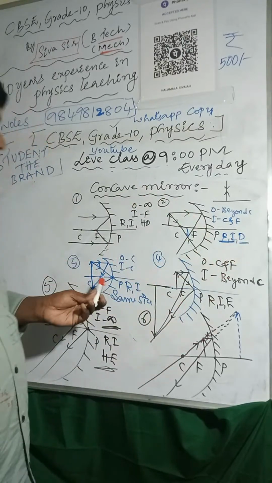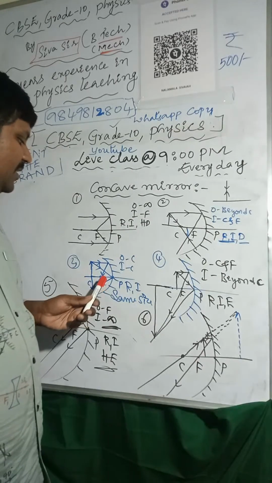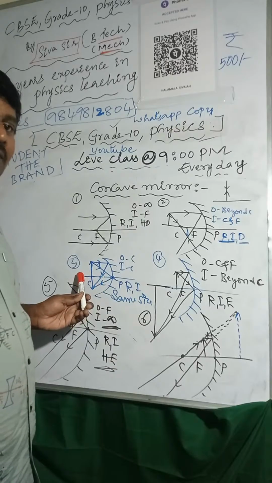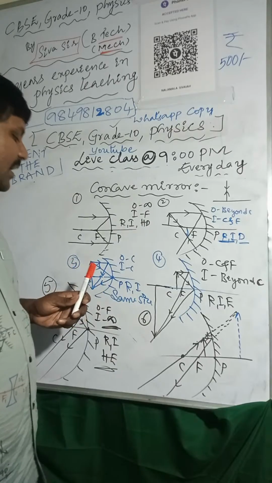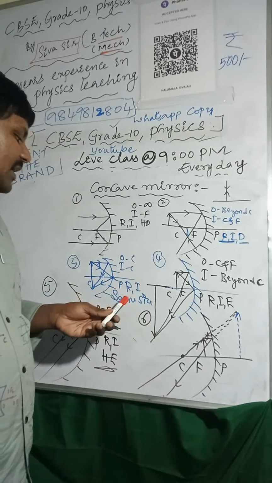Coming to the next one, object is placed at center of curvature. Image will form at center of curvature itself. So the nature of the image is real, inverted and same size.